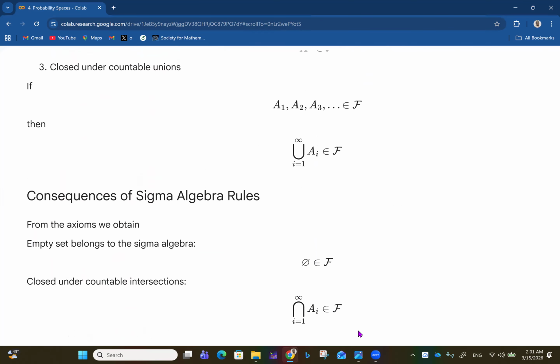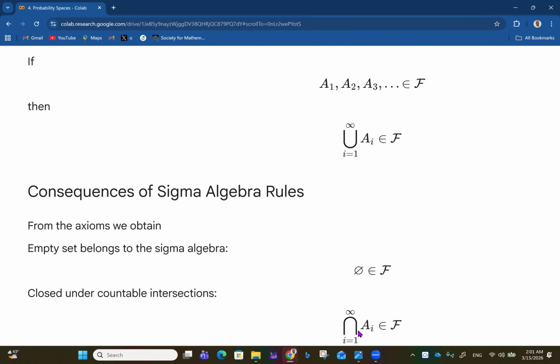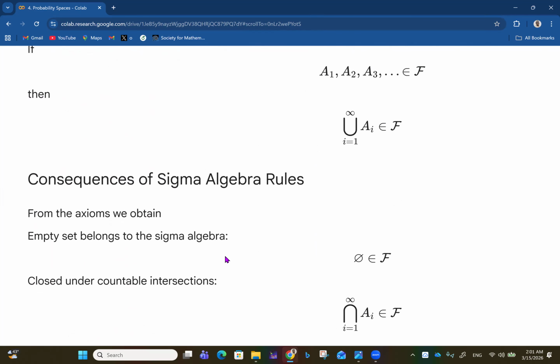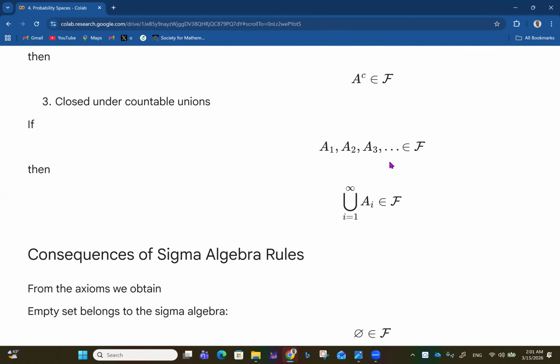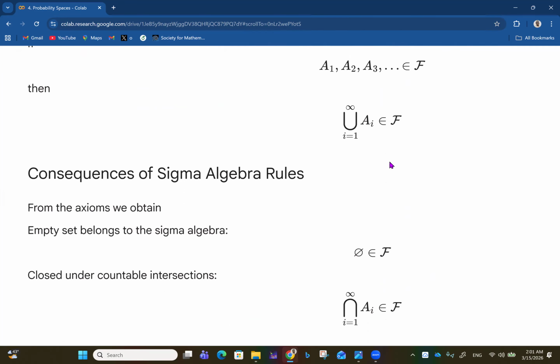Now, some consequences of sigma algebra rules: from the axioms we obtain that the empty set belongs to the sigma algebra. So what have we said now? We already know that the sample space is included. That is, everything in the sample space is also part of the sigma algebra. Then, based on all the rules, the empty set belongs to the sigma algebra, and it is closed under countable intersections. That is, the intersection of all possibilities is also found in the sigma algebra.